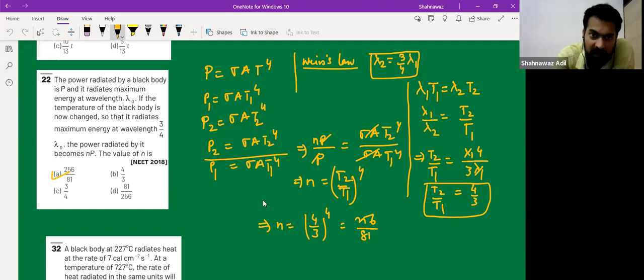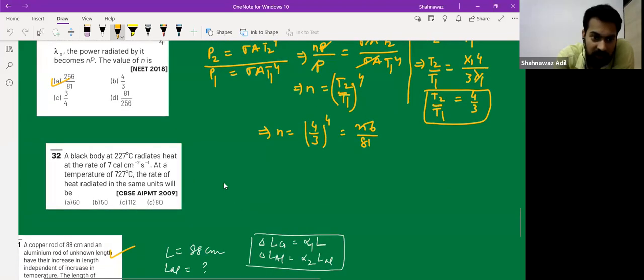No question. Okay, so a black body at 227 degrees radiates heat at the rate of 7 calories per centimeter square per second. At a temperature of 727, the rate of heat radiated in the same units will be what?